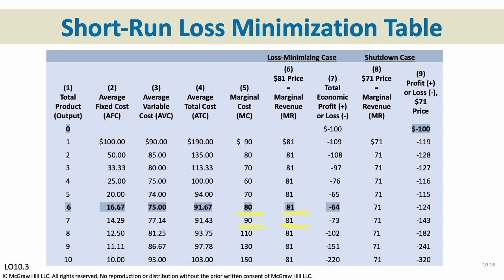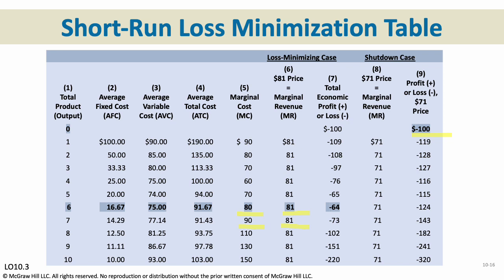Whereas if we shut down and make nothing, we're going to lose $100. We're going to lose our fixed cost. So no matter what we do here, we're going to lose. But if we make 6 units, we're only going to lose $64, whereas if we completely shut down or make less than 6, we're going to lose more in each case. So in this case, it's the best of a bad situation. You're choosing to lose the least possible amount of money.